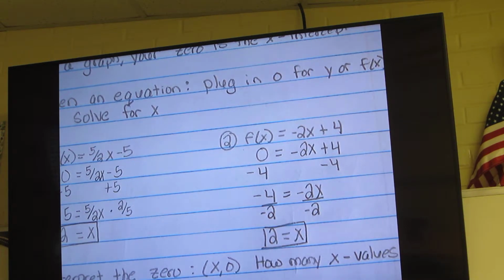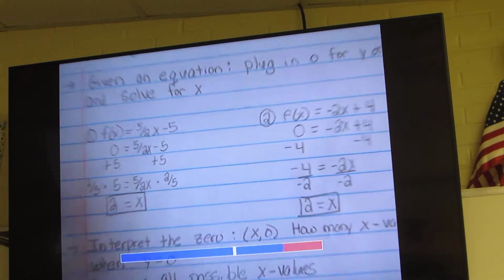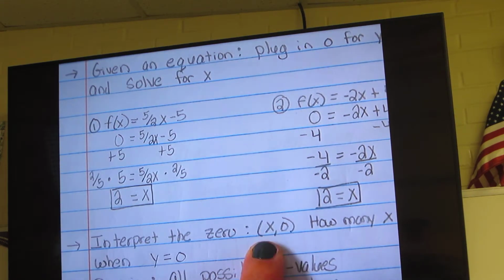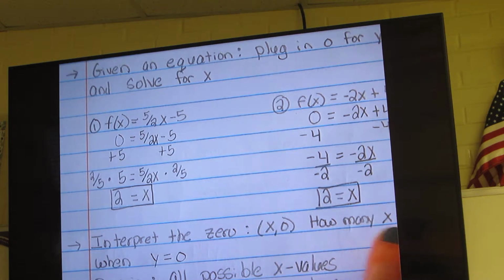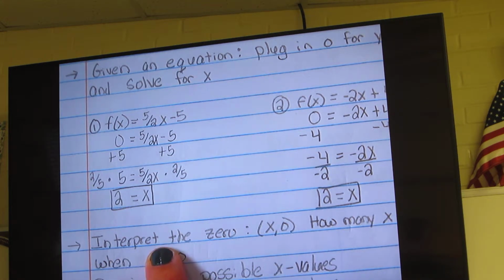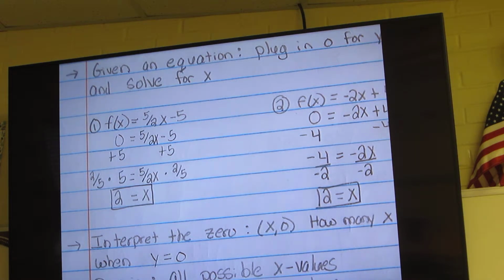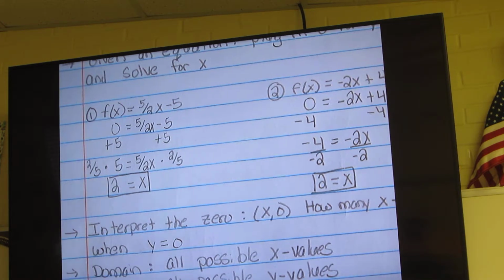Total coincidence. Okay, so if they ask me to interpret the 0, so this is what the ordered pair looks like, x comma 0. So you have an x value when your y is 0. So it simply tells you how many x values you have when y is 0. So it's how many shirts you have when you spent 0 money, things like that. Whatever the x value is when y is 0.